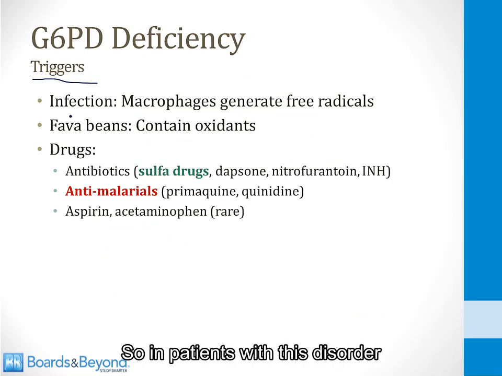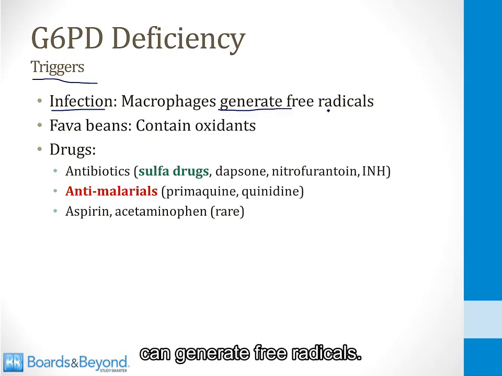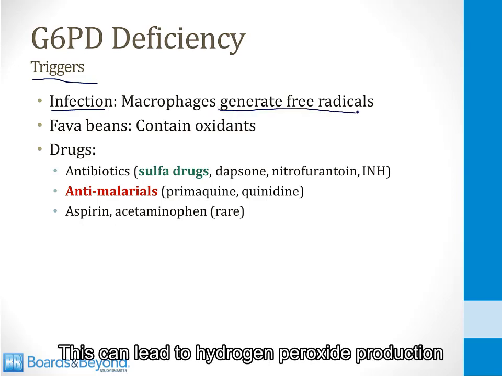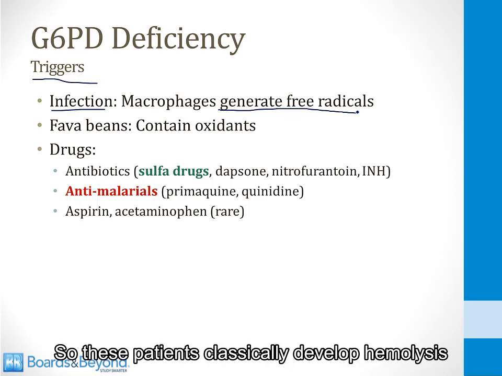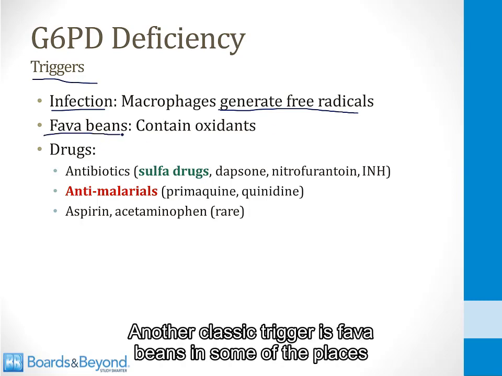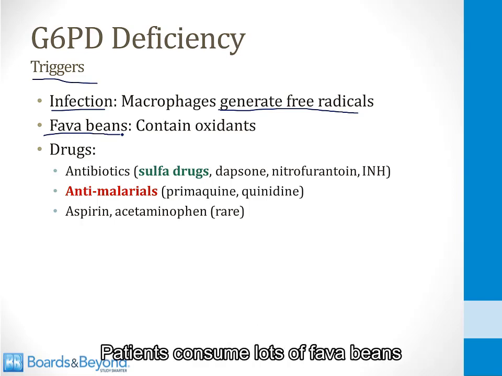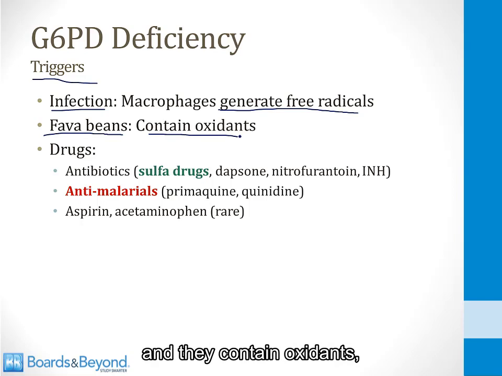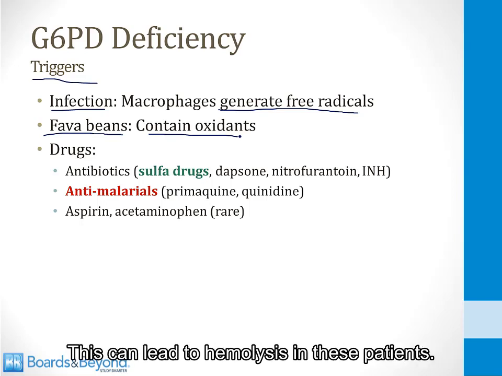So when patients with this disorder have an infection, macrophages inside their body can generate free radicals. This can lead to hydrogen peroxide production inside of red cells, and this can lead to hemolysis. So these patients classically develop hemolysis in the setting of various different types of infection. Another classic trigger is fava beans. In some of the places in the world where G6PD deficiency is common, patients consume lots of fava beans, and they contain oxidants which can lead to hydrogen peroxide generation. This can lead to hemolysis in these patients.